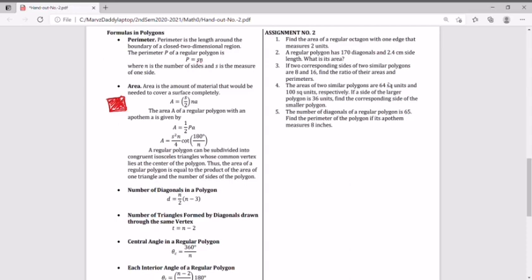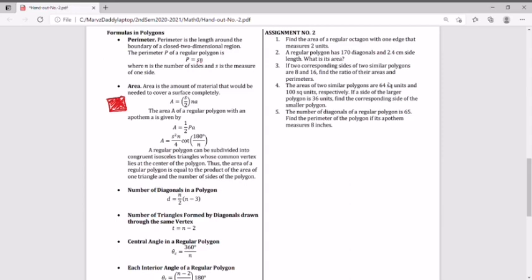Okay, it is given by the formula S over 2 times N times A. This is the side, the measurement of one side, over 2 times the number of sides, and then A is the apothem, the measure of your apothem. The area of a regular polygon with an apothem is given by, okay, regular, if it is a regular polygon, we will use this 1/2 PA, 1/2 times the perimeter times the apothem.